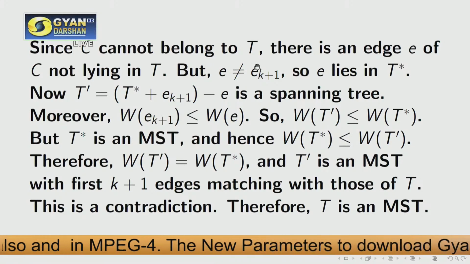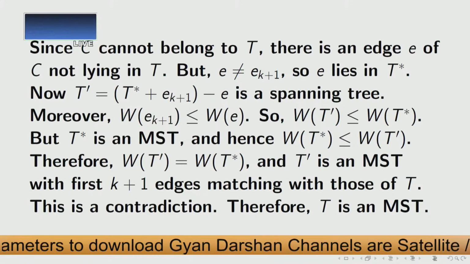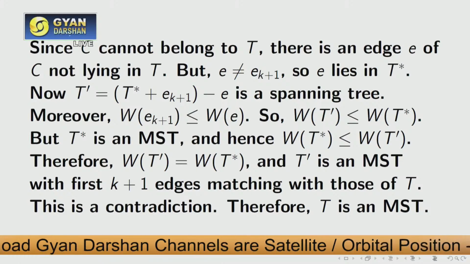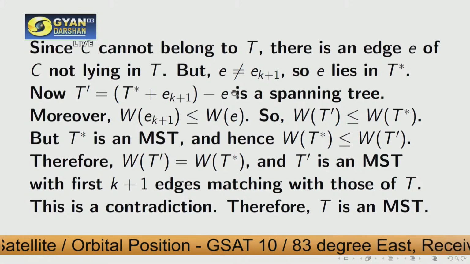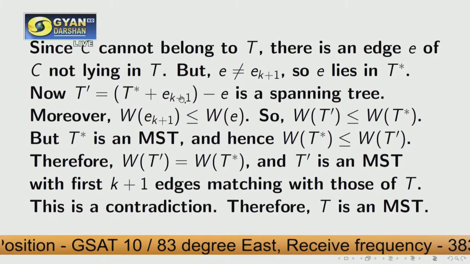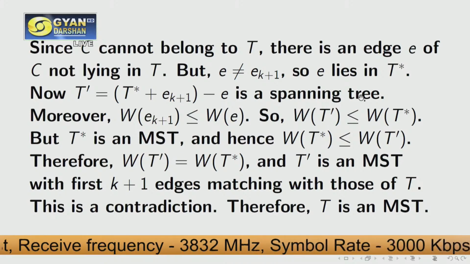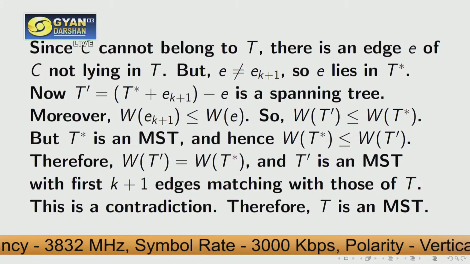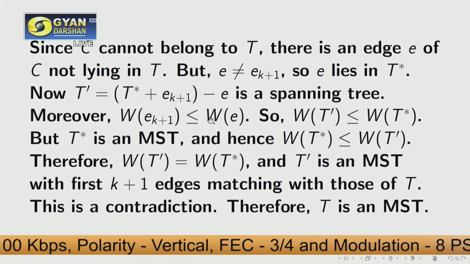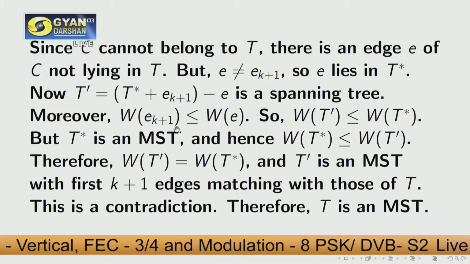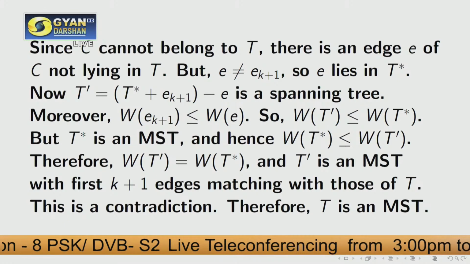Now we see that from these two edges, e and e_{k+1}, we can construct a new spanning tree, and let us call this spanning tree T dash, which is just constructed by removing the edge e from T star plus e_{k+1}. So again, this is a spanning tree. There is nothing special about it. You can easily show this. Now it is a spanning tree. Then the important question is, the weight of e_{k+1} is less than or equal to the weight of e.